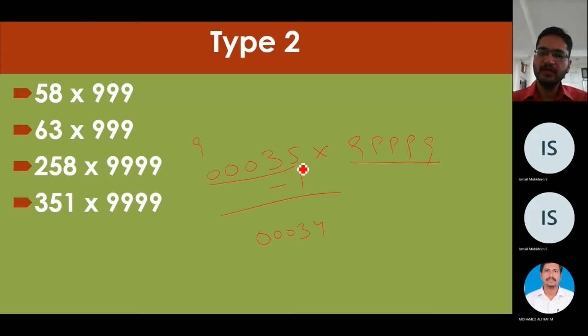Now its complement of this number, it is 99965. So the answer is 3499965.